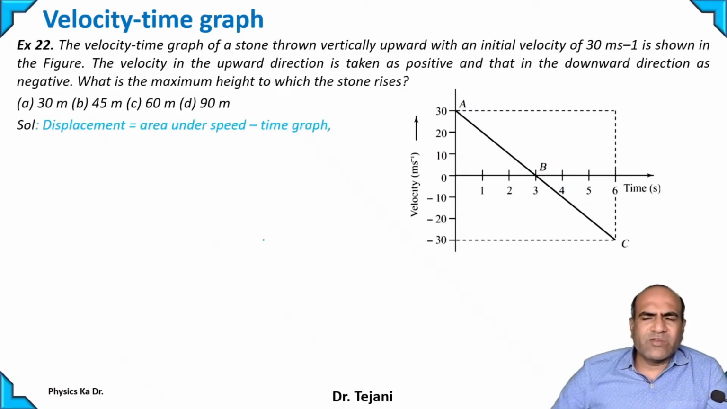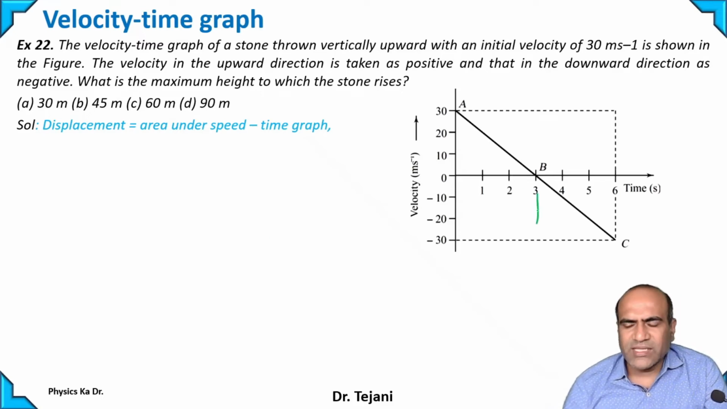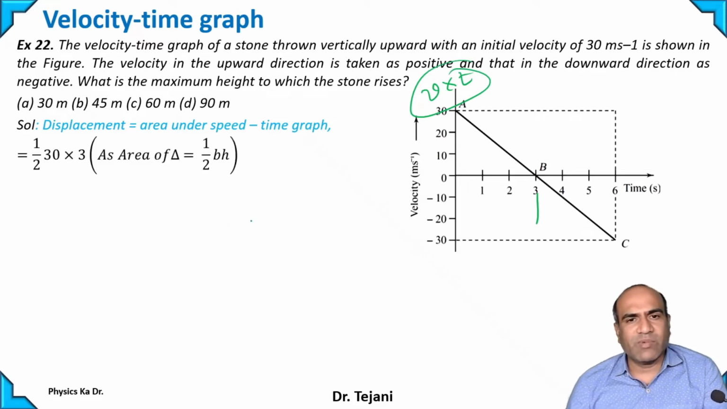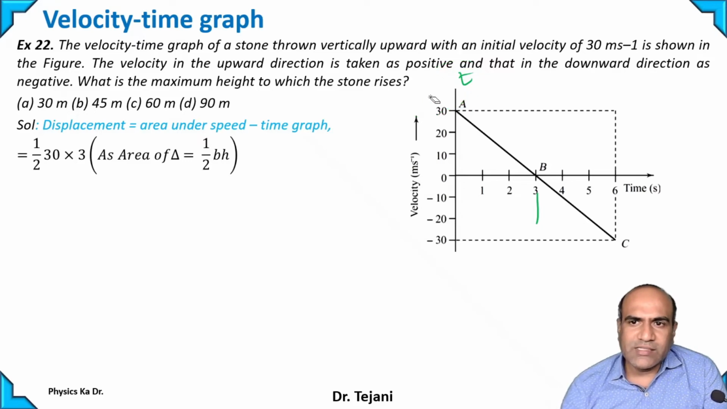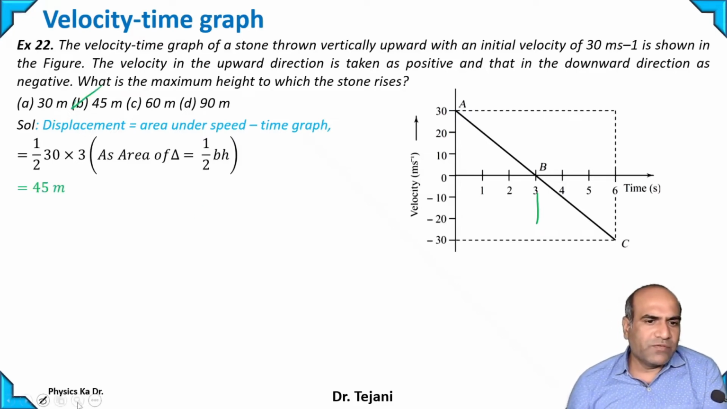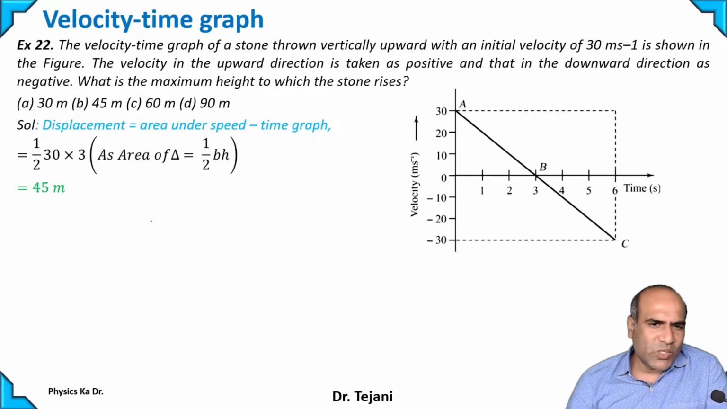So for displacement, you just need to find this displacement, nothing else. Velocity multiplied by time gives displacement. The area under the speed time graph gives displacement. So the height is 30 and the time taken is 3 seconds, divided by 2. So it is 45 meter. 45 meter is the correct answer.